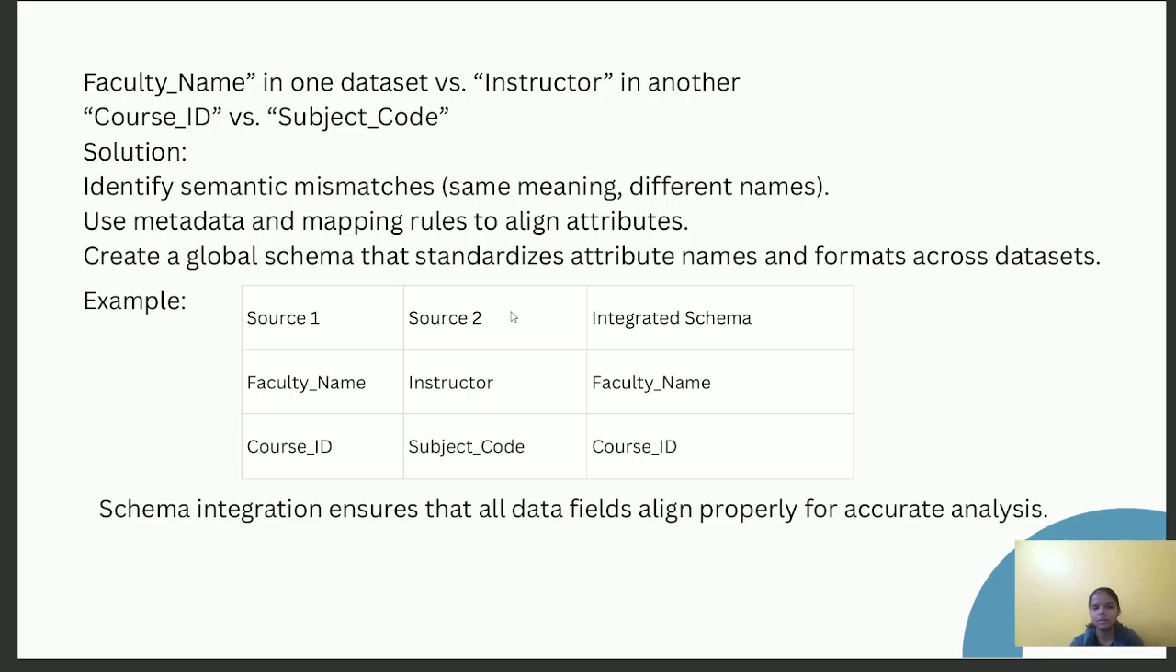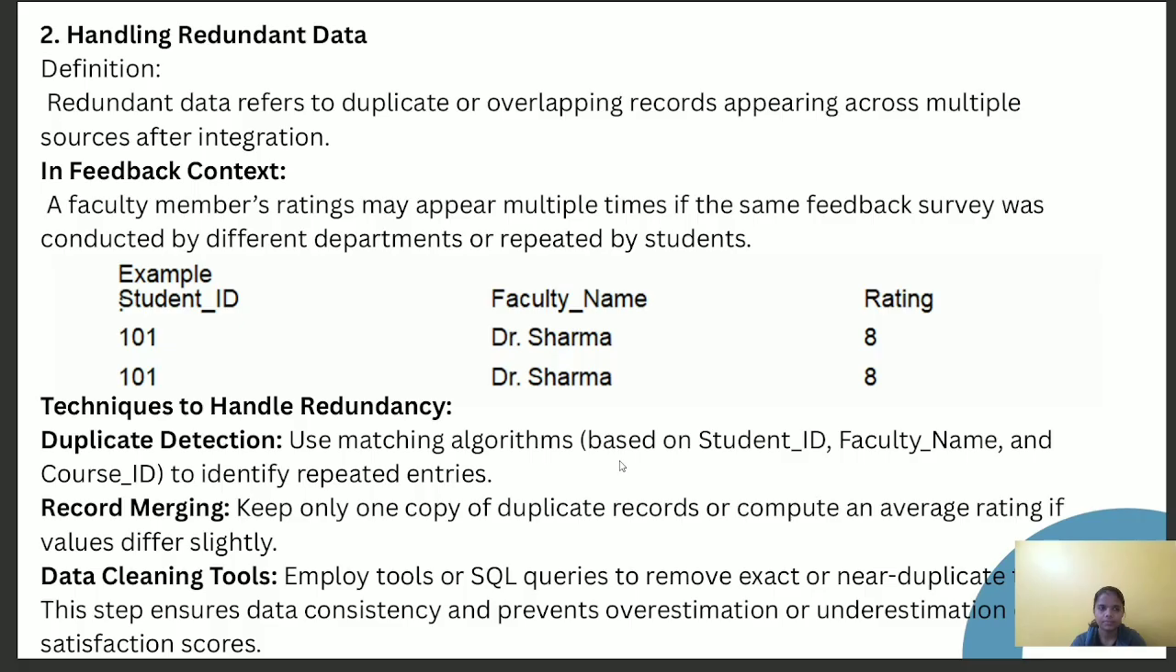For example, here you can see source 1, source 2 and the integrated schema. In source 1, we have faculty name. In source 2, we have instructor name. The integrated schema will show us faculty name. In source 1, we have course ID. In source 2, we have subject code. And finally, in the integrated schema, we have course ID. The schema integration ensures that all data fields align properly for accurate analysis.